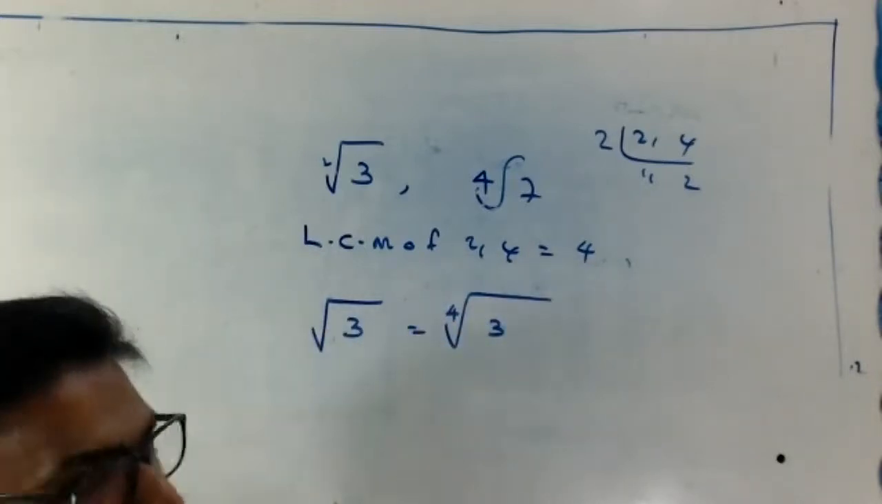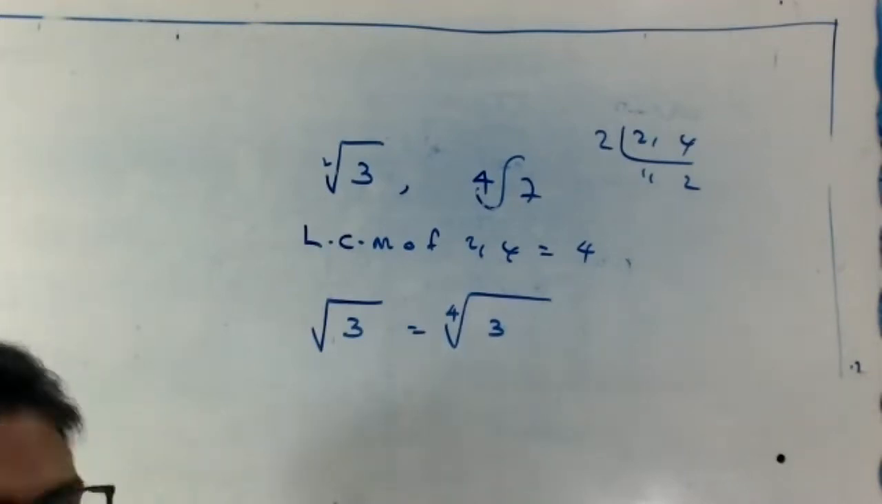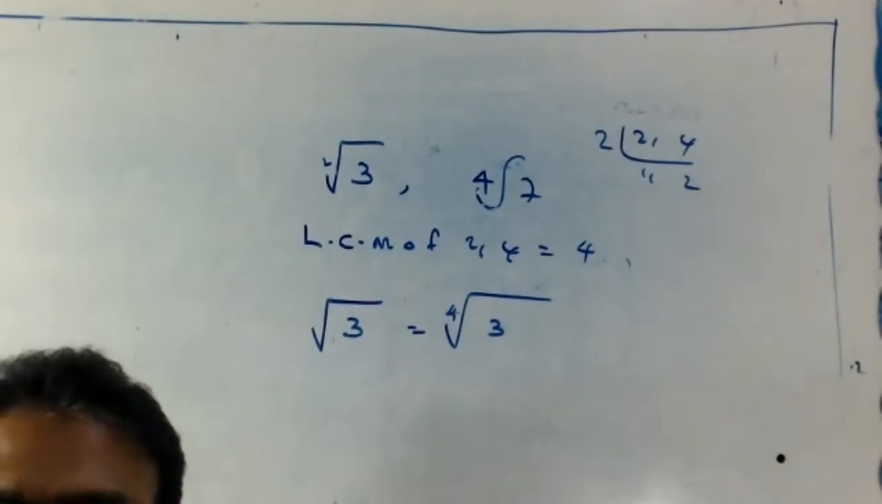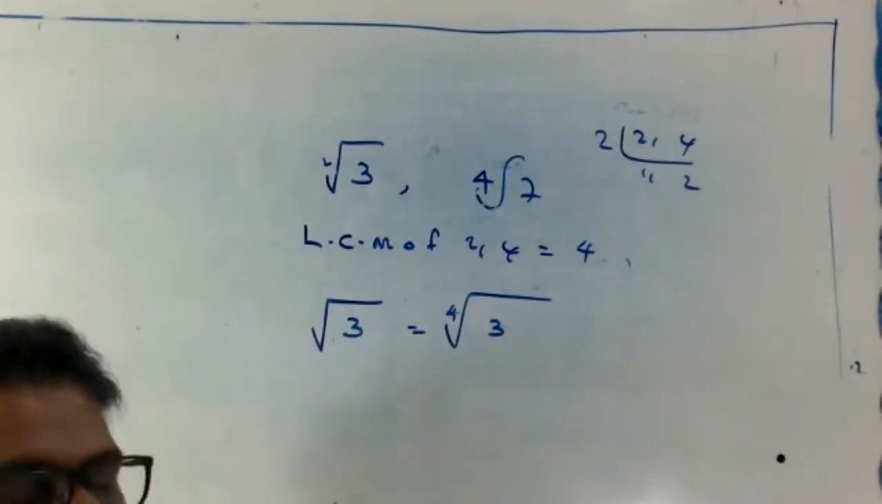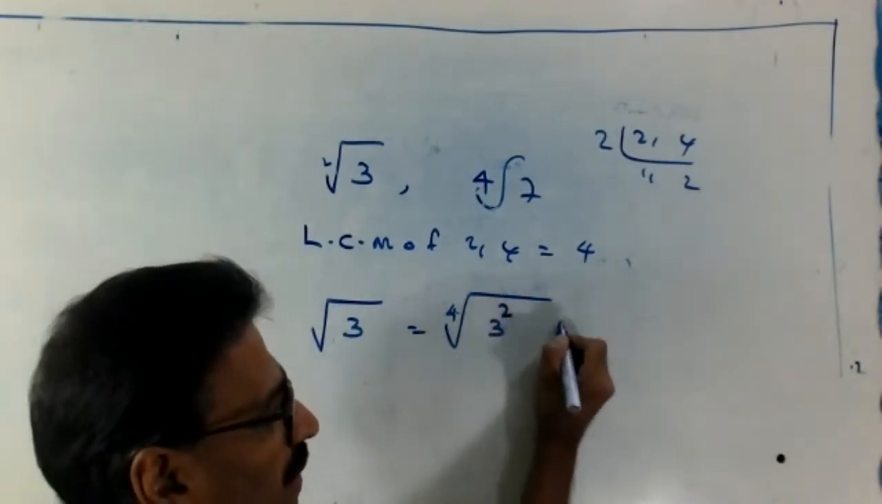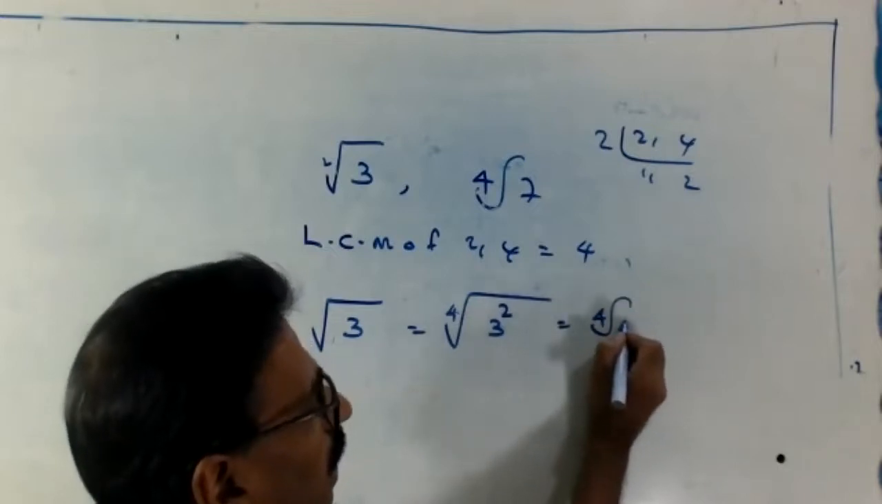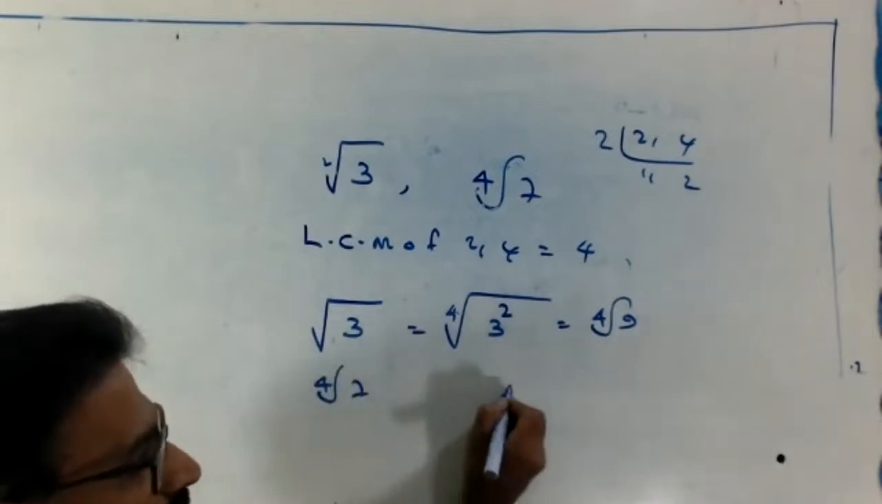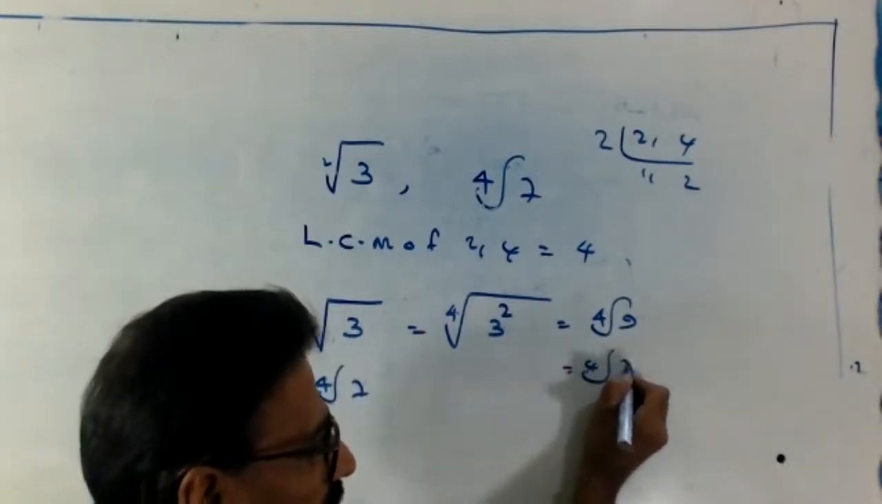How does this 2 become 4? That means this 4 divided by 2. How much? 2. So you write here, that means 4th root of 9. Okay. 4th root of 7, nothing to do because this one is already 4th root of 7.